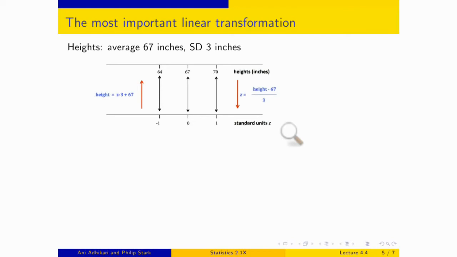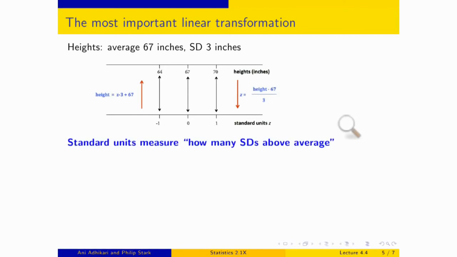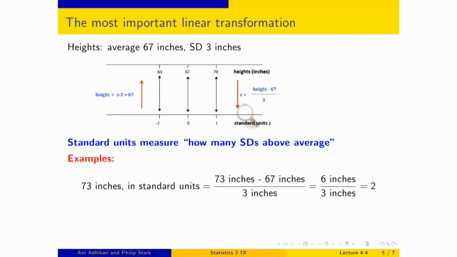And just to make sure that we understand how to move from the original scale to the standard unit scale and from the standard unit scale back up, let's take a look at what standard units are measuring. They are measuring how many SDs above average your number is. So 70 is 1 SD above average, hence 1. 64 is 1 SD below average. That's -1 SDs above average, hence -1. If I go 2 SDs above average, I'll end up at 73 inches. So 73 really should go to 2 here. Let's just take a look at that calculation.